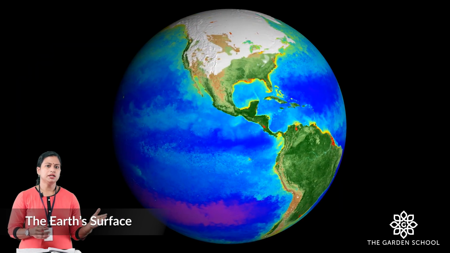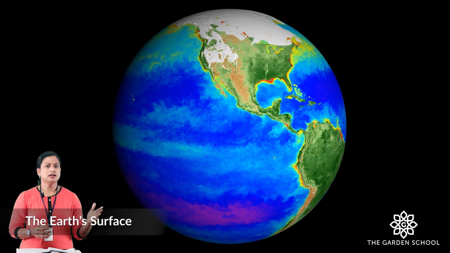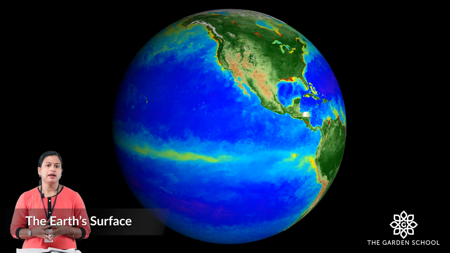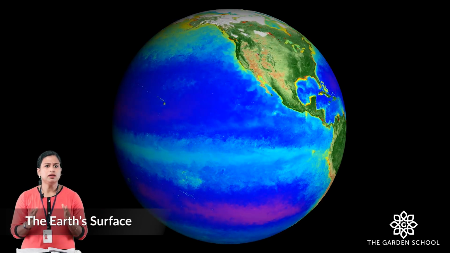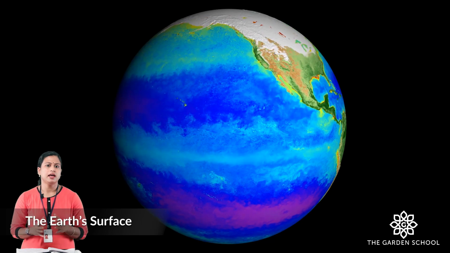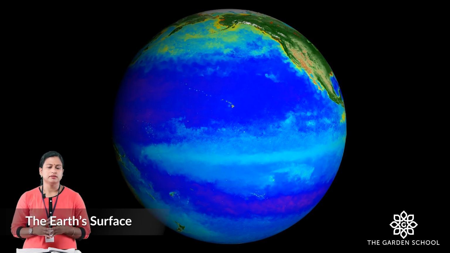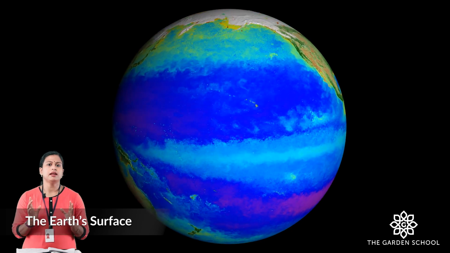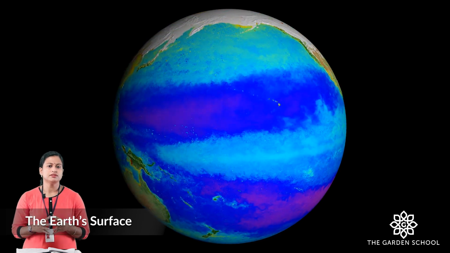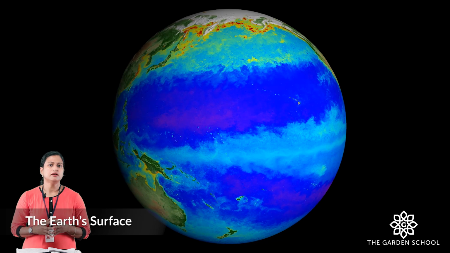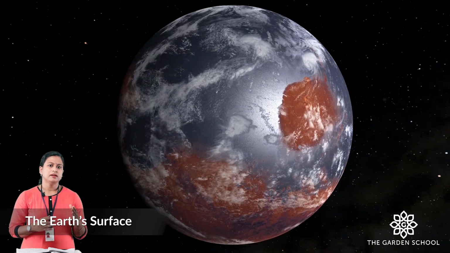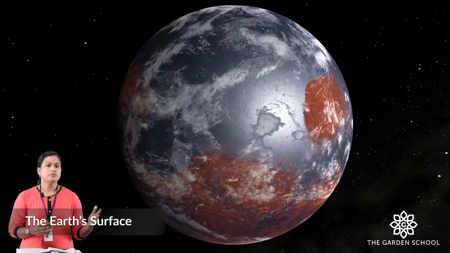Third planet near to the sun is Earth. It is a unique planet and this is the only planet which supports life. Earth is made up of both land and water and it is surrounded by an atmosphere that contains oxygen which helps us in breathing. Next is Mars.